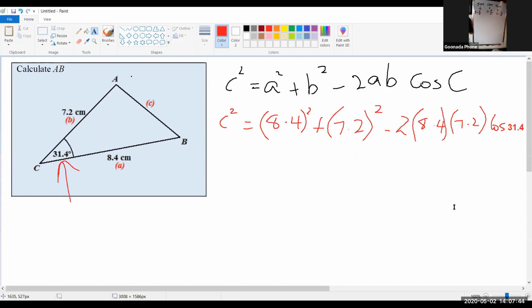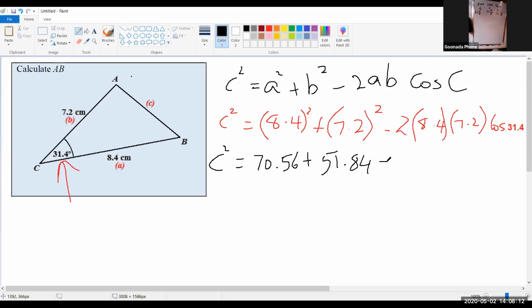So we will use our calculators and we will see how to figure it out. So c squared is equal to 8.4 squared. 8.4 squared will give us 70.56 plus 7.2 squared is 51.84.